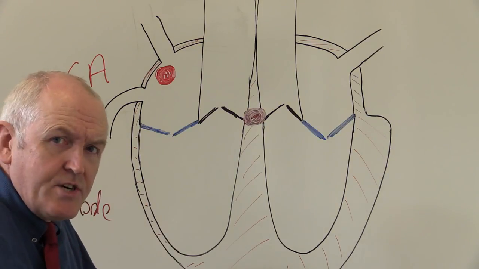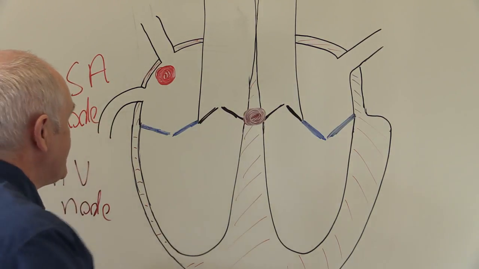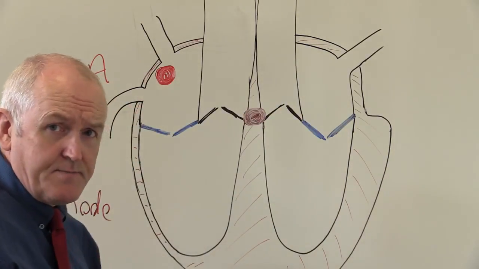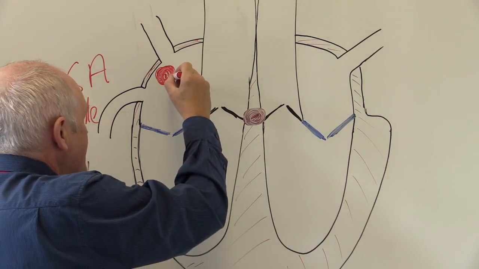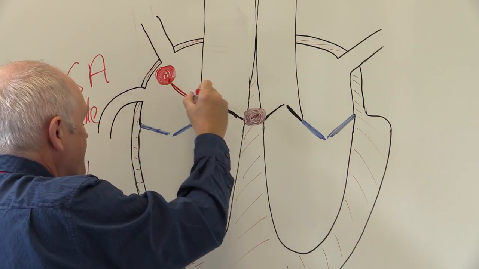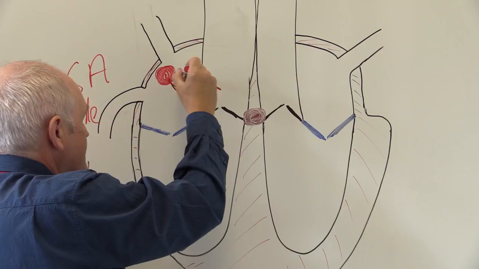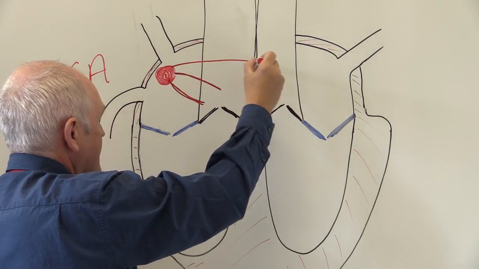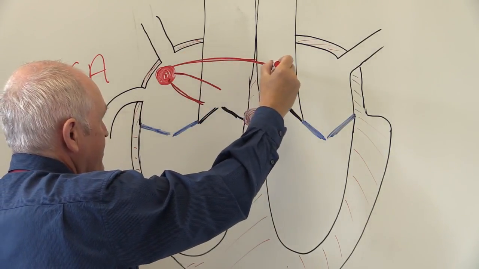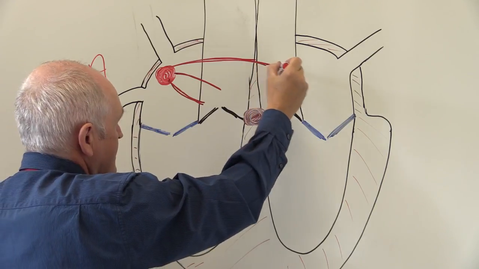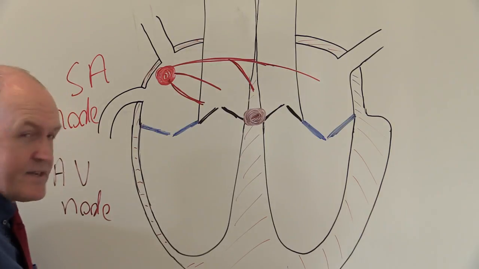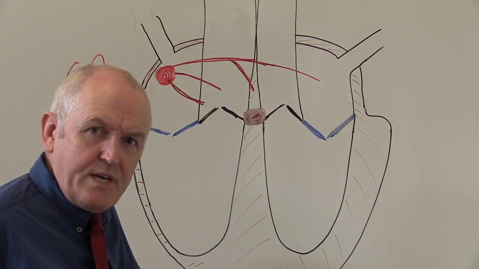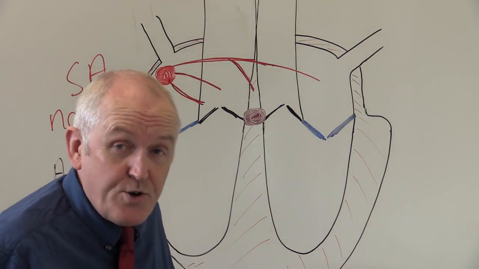Now, what do we need to contract first? Well, it's the atria that need to contract first. So coming from the sinoatrial node, there are conducting pathways, preferential conducting pathways, carrying the electrical impulse to different parts of the atrium. And most physiologists now agree there are three preferential pathways.